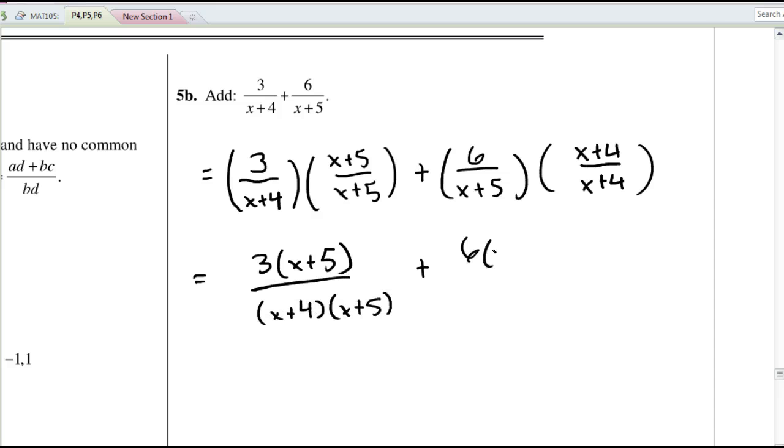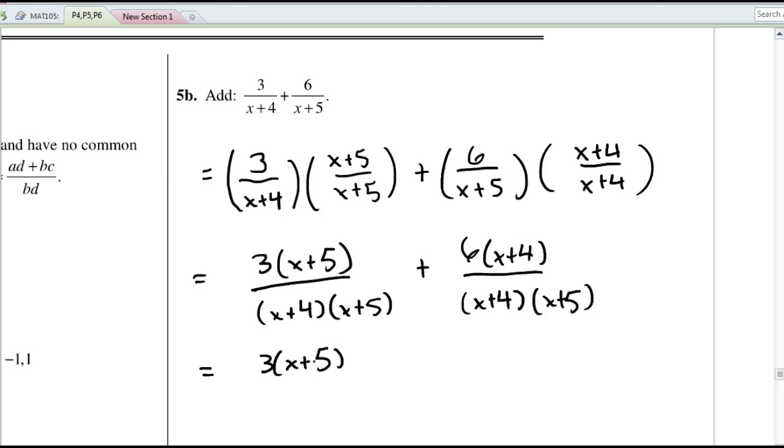So then I have 6x plus 4, and the denominators on both are exactly the same, x plus 4 and x plus 5. Then I can add these together, so I get 3 times x plus 5 plus 6 times x plus 4. And then the bottom just combines nicely into a single x plus 4 times x plus 5.